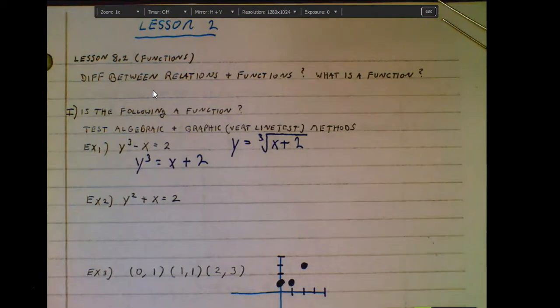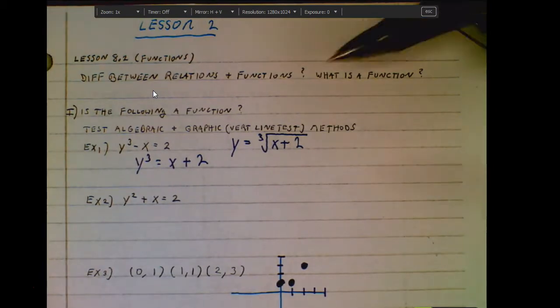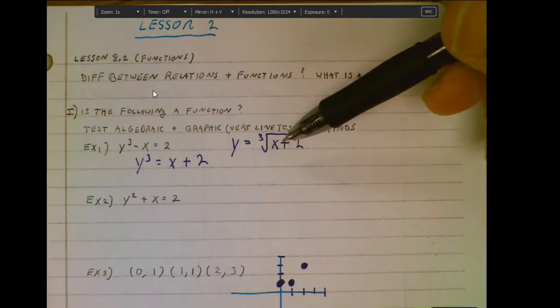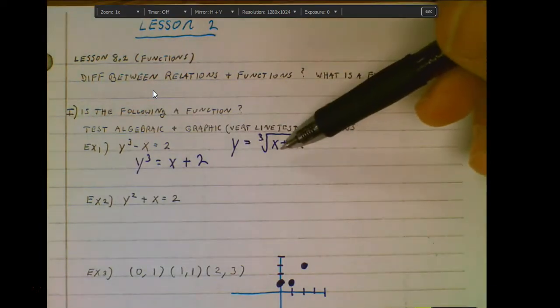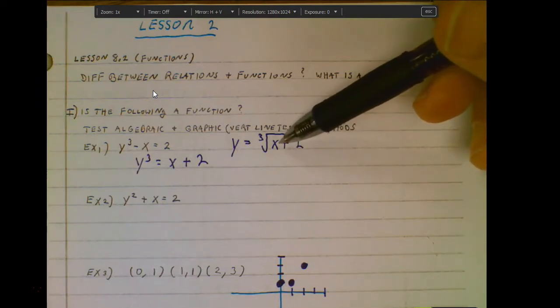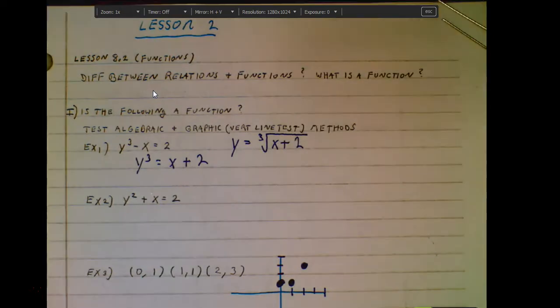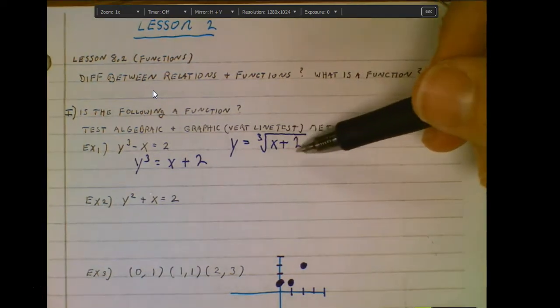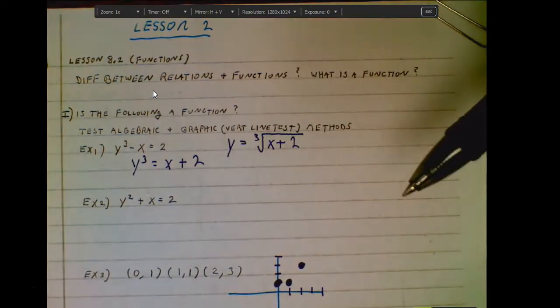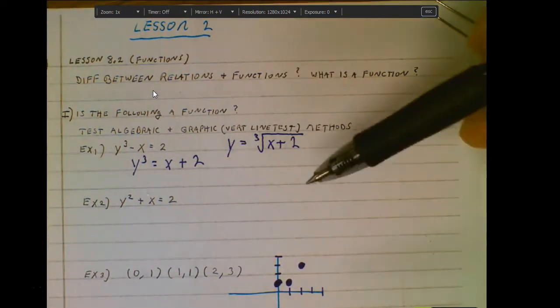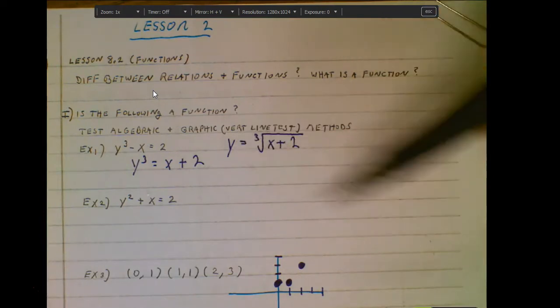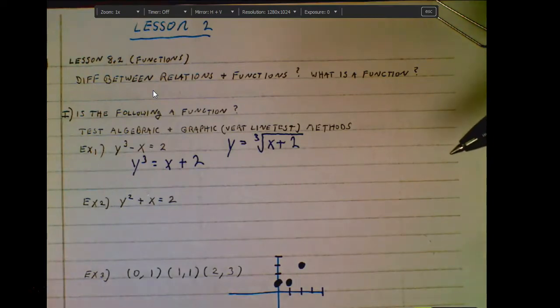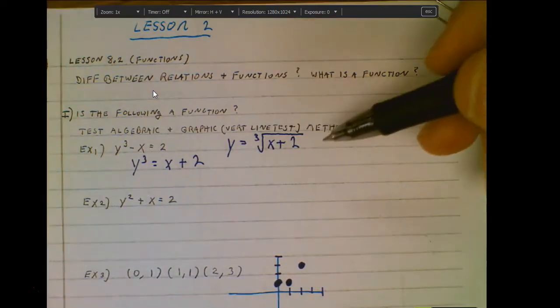And the way to test this algebraically is simply this. If I plug a number in for x, will I always get only one solution to go with it? So could I ever plug in a number for x? Let's just pick a random number. Let's pick 4. Now let's pick 6. If I plugged in 6 for x, am I only going to get one result from that, or am I going to get two separate results? If I plugged in a 6, well, 6 plus 2 is 8. The cube root of 8 is 2. I get exactly one solution for that, so I know that this is a function.